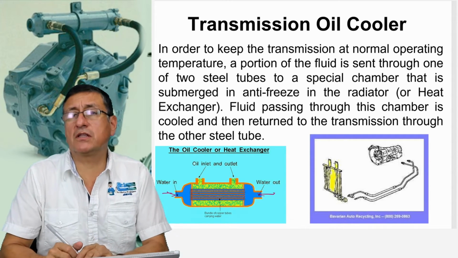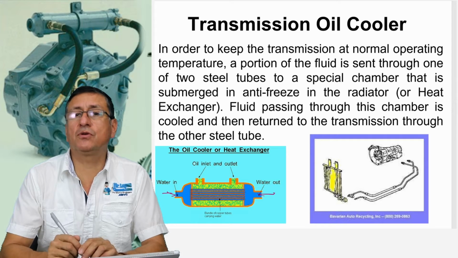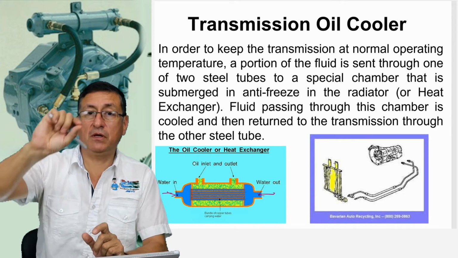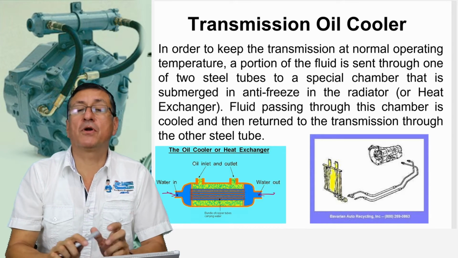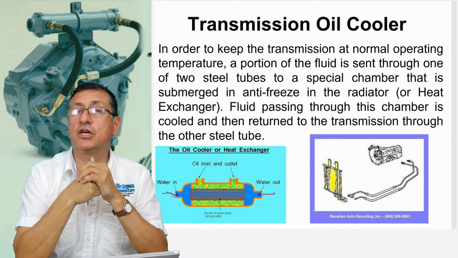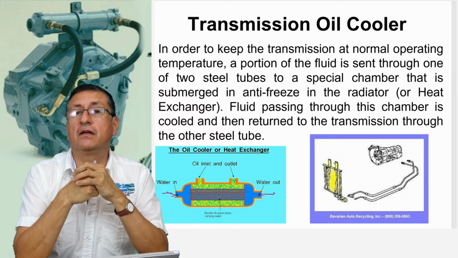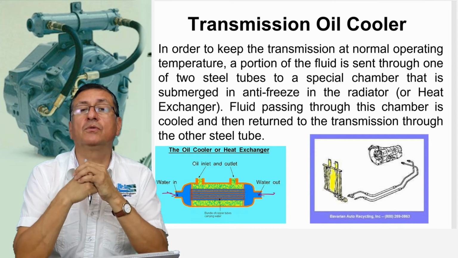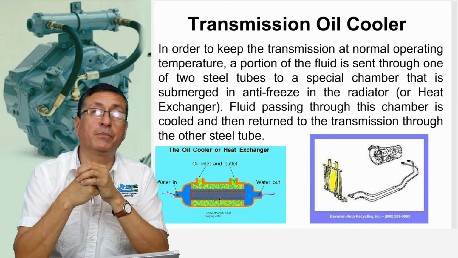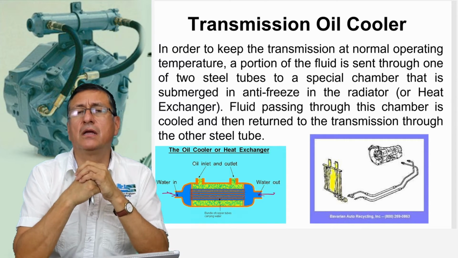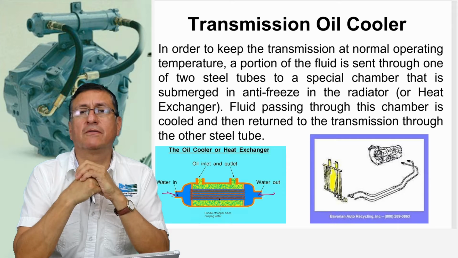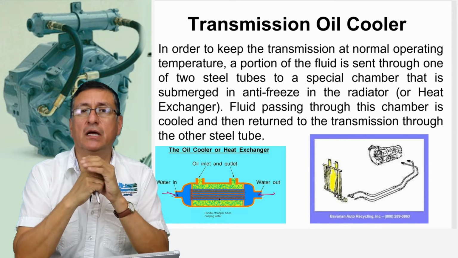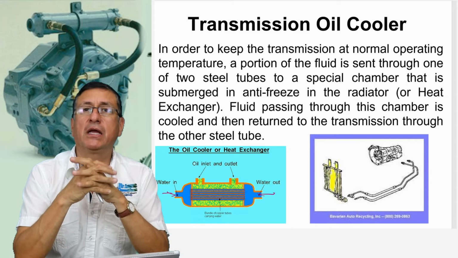In order to keep the transmission at normal operational temperature, a portion of the fluid is sent out through the steel pipes in a bronze compartment. This is the heat exchanger. And the fluid passing through this chamber is cooled and then returned into the transmission at a low temperature. This is the cycle in marine applications. It is very common, and is one of the oil coolers that normally are in a typical inboard engine.